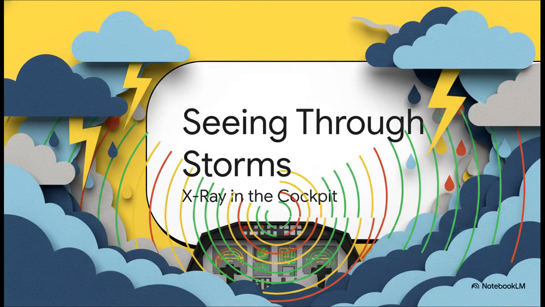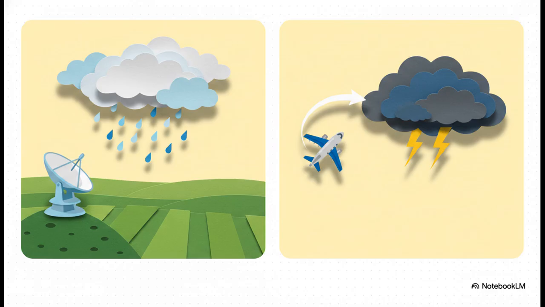Okay, moving right along to Section 2, seeing through storms, or basically having X-ray vision in the cockpit. So let's transition from that calm pre-flight briefing room right onto the flight deck. This is an intense, tactical environment where making a split-second decision based on bouncing radio energy can literally keep you alive. And the crucial thing to understand here is the massive difference between ground radar and airborne radar.